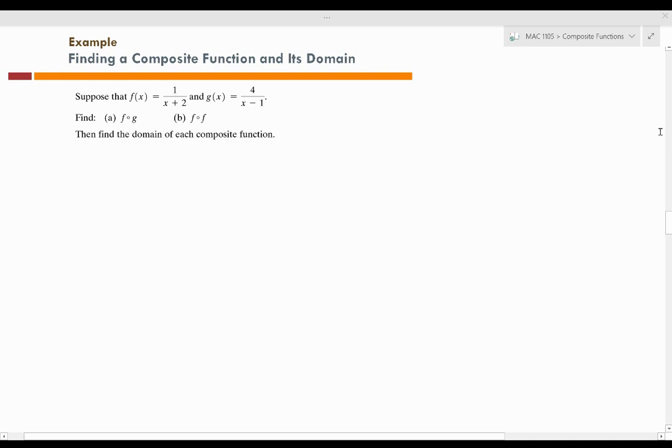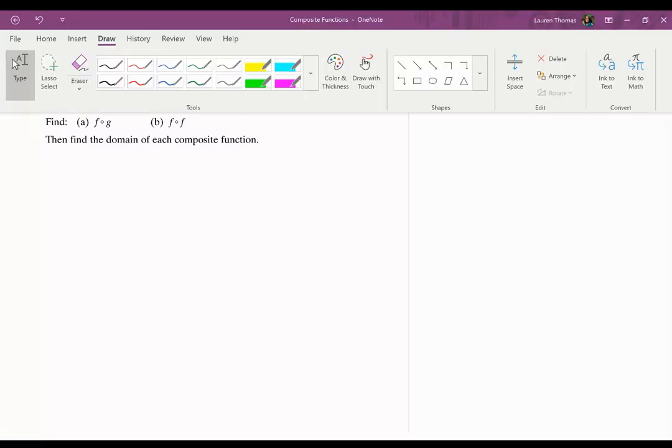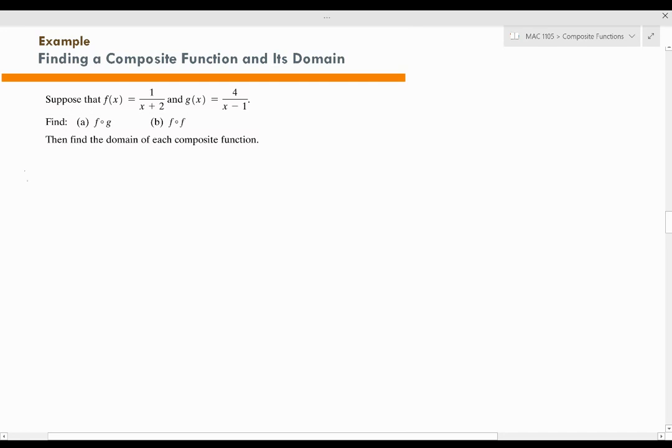All right, you guys, we're going to continue our examples of finding the domain of composite functions. In the previous video, we did part A. Now we're going to do B. This time we're doing f composed of f. And not only do they want us to find the composite function, they also want us to find the domain.